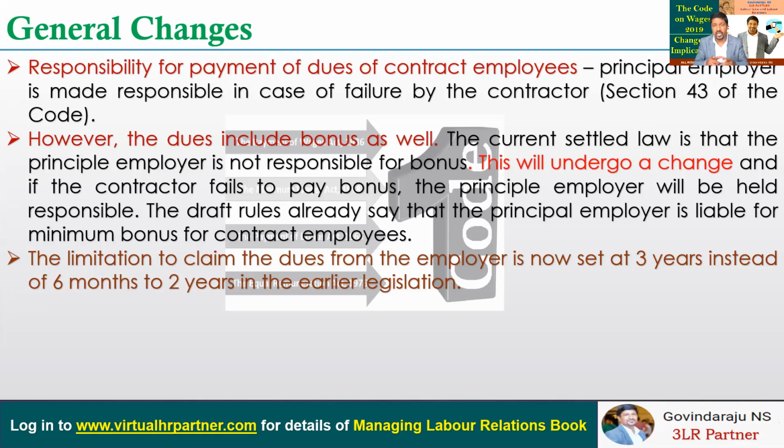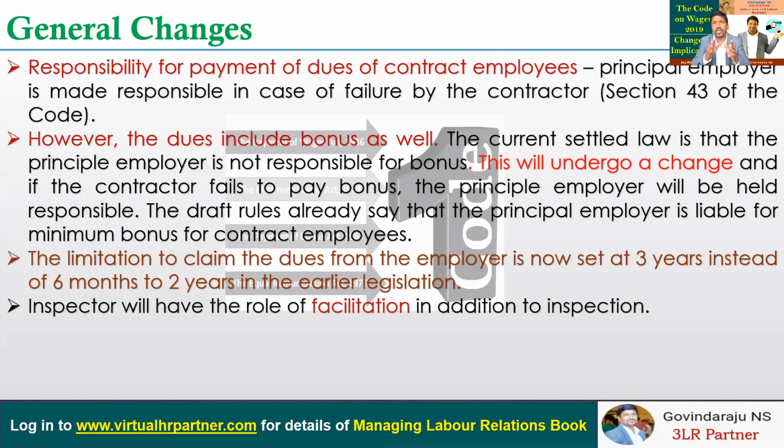The employee has 3 years' time to claim his dues if the employer has not paid so far. So this is also one of the implications for the employer under the Code on Wages, and the employee will have until 3 years to claim the dues. And now look at how the inspection system is going to work.